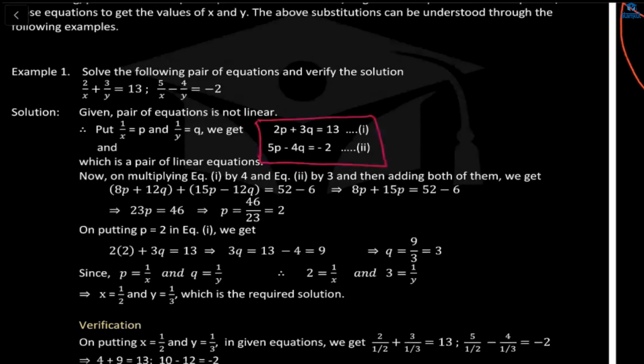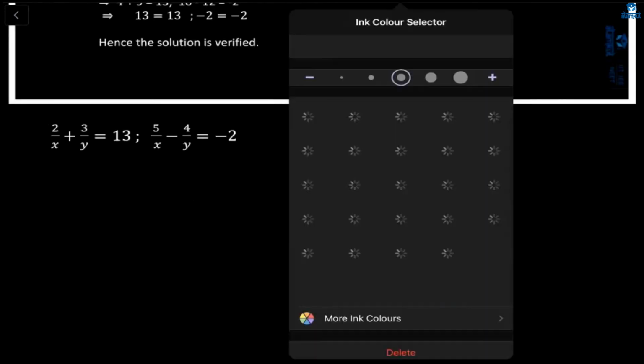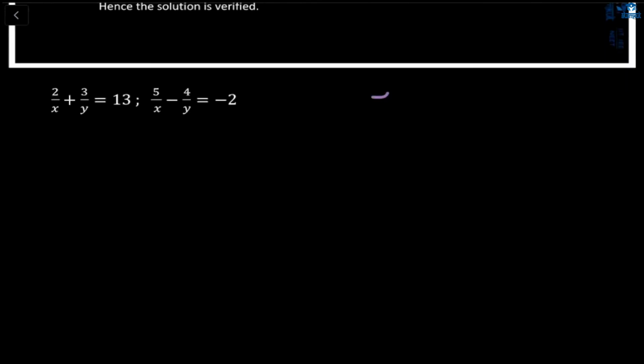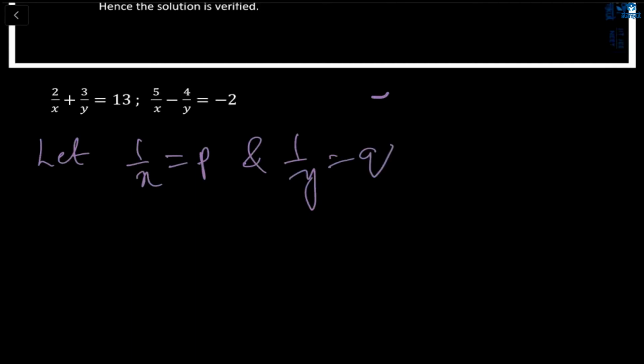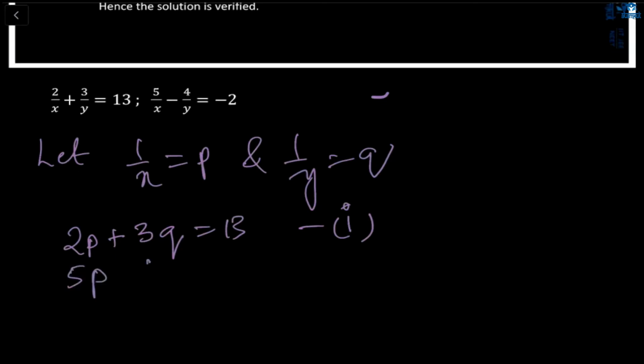Now let's see the question based on this. Let me copy the same equation. Let 1 upon x be equal to p and 1 upon y be equal to q. Now we are going to form the linear equations. So 2p plus 3q is equal to 13. This is your first linear equation. And the second one will be 5p minus 4q is equal to minus 2.